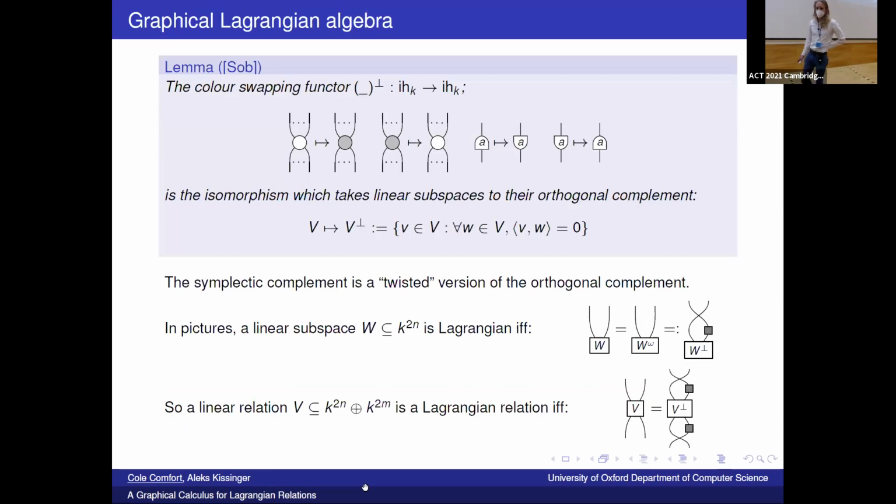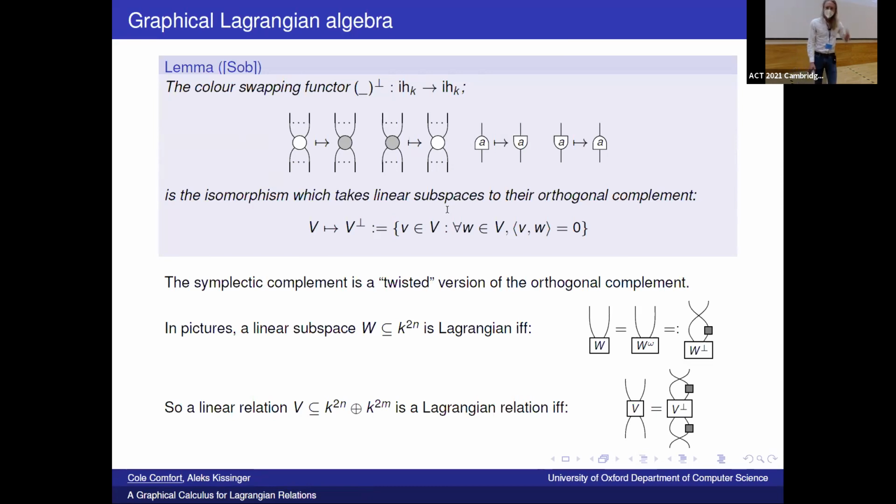Okay, so in Pavel's online blog, Graphical Linear Algebra, he made this observation that the color swapping is a functor, the thing that sends something to its transpose. You can see it acts on spiders by changing the color, and then it sends scalars to their transpose. This is actually a functor. And moreover, it's not just a functor, it's actually the functor which takes a linear subspace to its orthogonal complement.